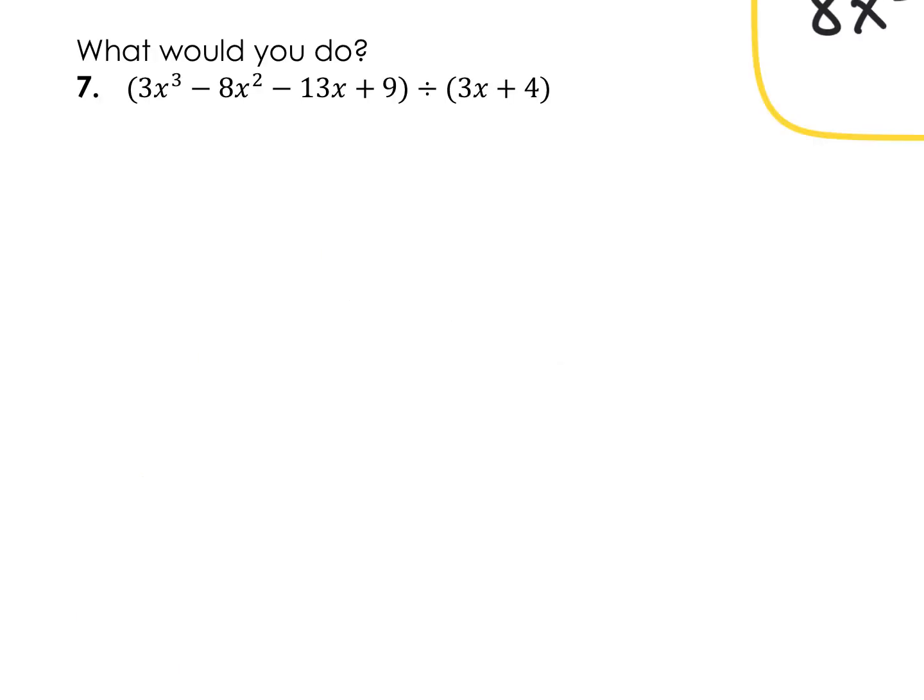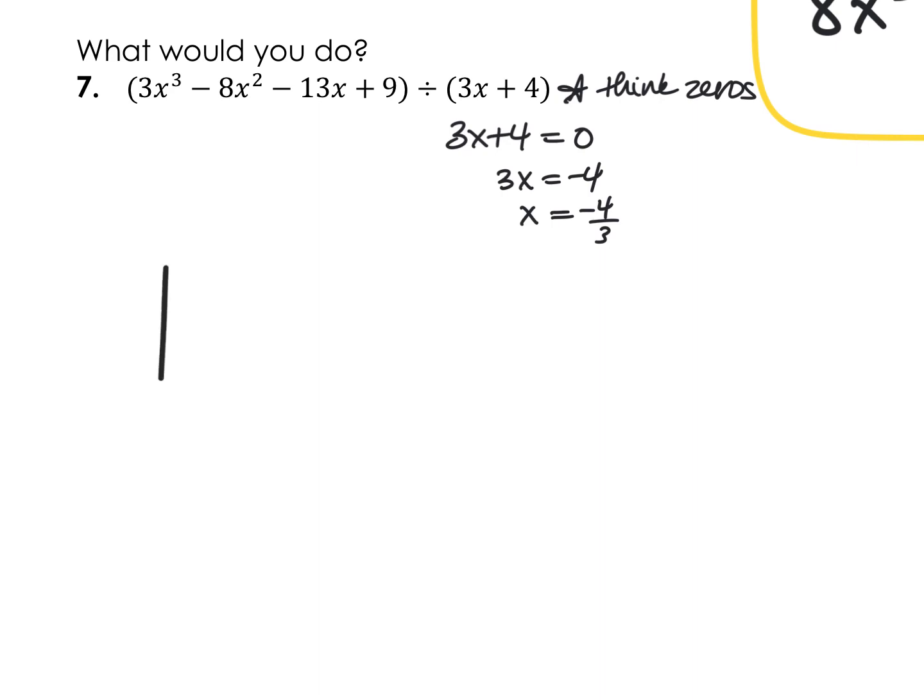Let's talk about number 7. Okay, so just like we've done the last couple, you have to first get your k. You need to think about this in terms of 0. So this one is obviously different because it's not just x plus 4, it's 3x plus 4. So you set that whole thing equal to 0, which gets you, you divide by 3, -4/3. So that is what you then use on the outside on this one. So it's a fraction.